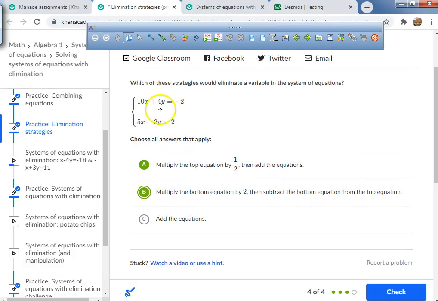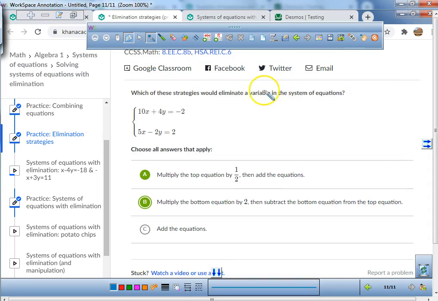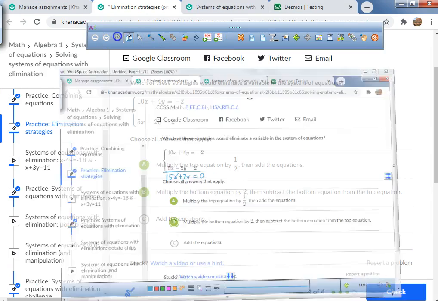If I just add these equations together, would any variable get eliminated? No, they wouldn't. This would become a 15x. This would become a plus 2y. Now, your constants would zero out, but the variables, no variables. So right now I have 2 answers that would work.